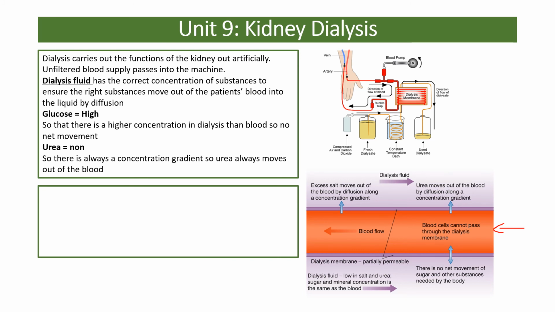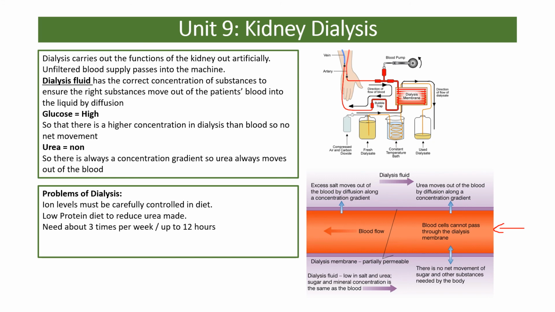Now, dialysis is obviously really good because it keeps people alive, and often it's the answer whilst people are waiting for a kidney transplant, which we're about to talk about. But dialysis isn't perfect, and there are problems with dialysis, and these include the fact that you can't really control your salt levels very well, so you have to control them very closely in the diet. Urea is made due to the breakdown of proteins in your liver, so people who are on dialysis have to really try and maintain a low protein diet, which can have other health impacts as well.